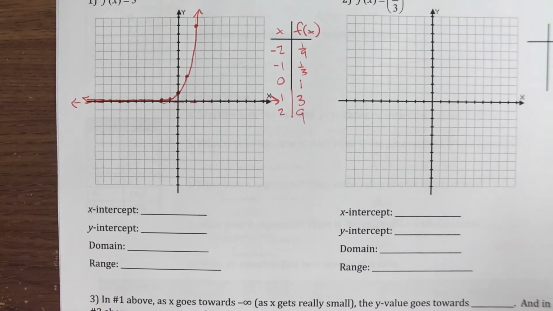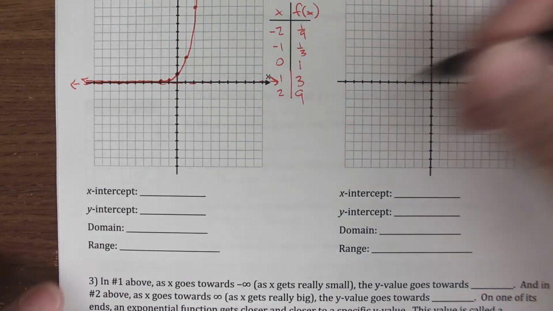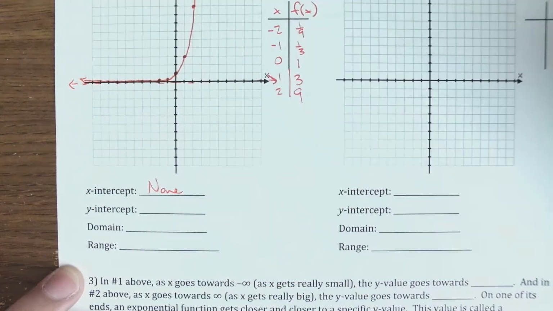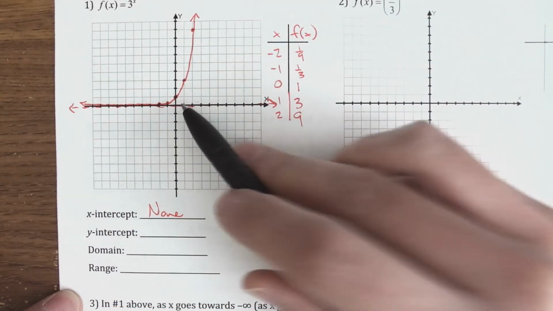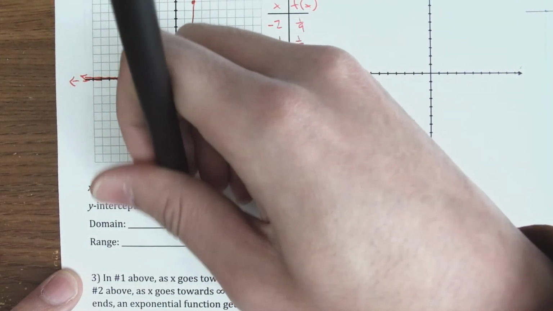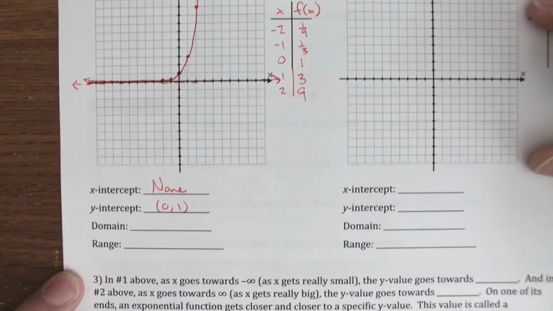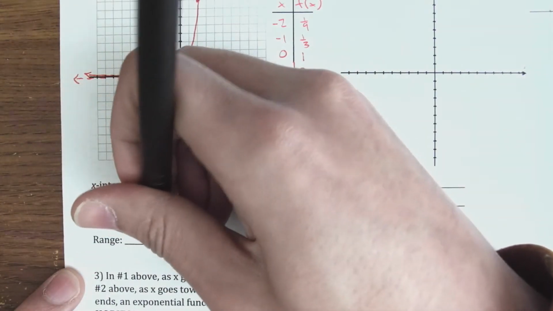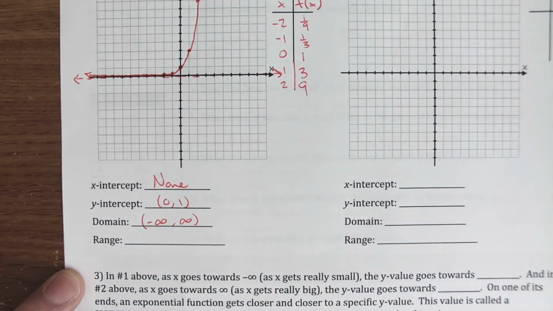Because as we move in the negative direction, we never actually reach 0, there is no spot where we cross the x-axis. There is no x-intercept. Our y-intercept, I said, is where it crosses the y-axis, x equals 0. We have 0, comma 1. The domain of this function here, and this is true for all exponential functions, is all real numbers. So using interval notation, -infinity to infinity.